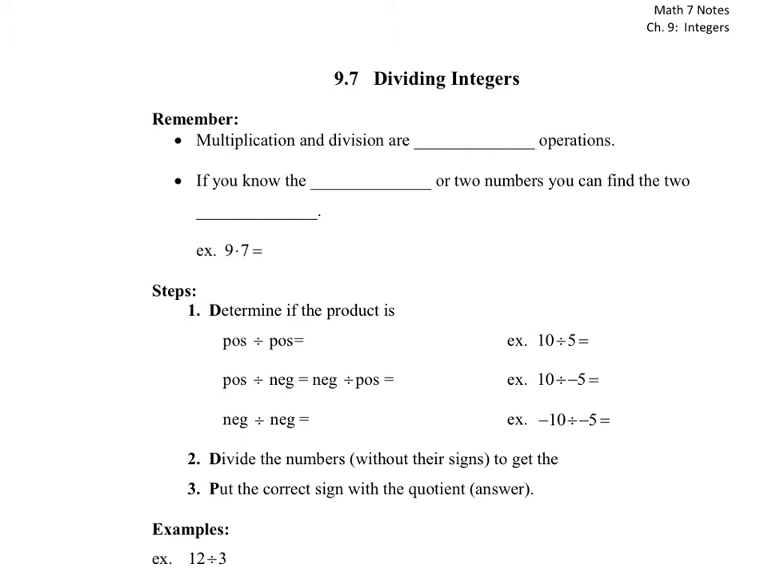9-7, we're at the end of the chapter. So I want to tie this division, dividing integers, numbers without decimals, into the multiplication that we did in the last section. I want to start out by saying multiplication and division are inverse operations. Inverse operations are things that undo each other.